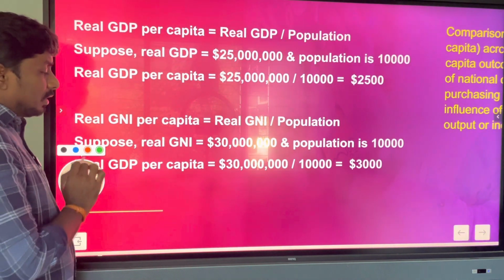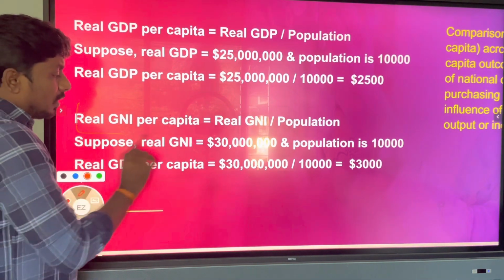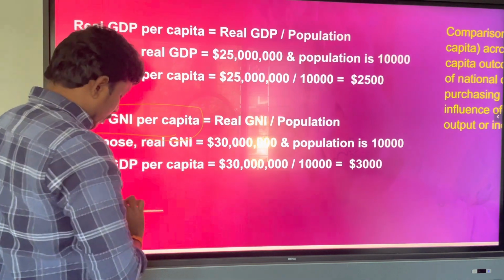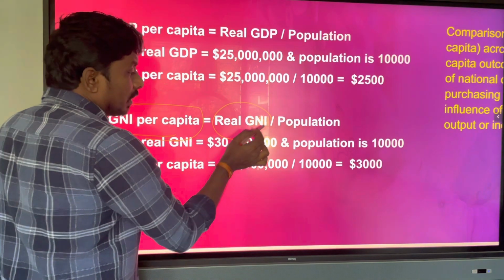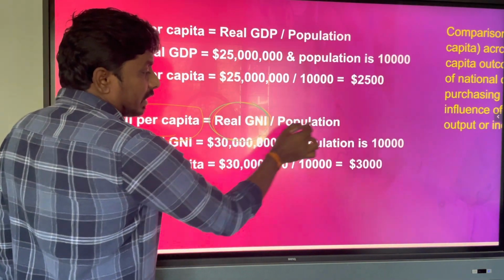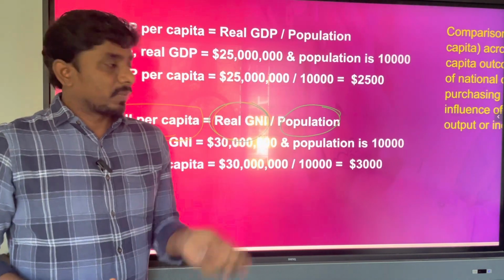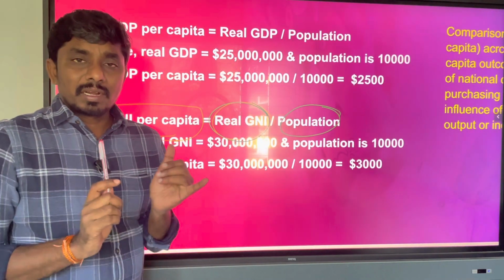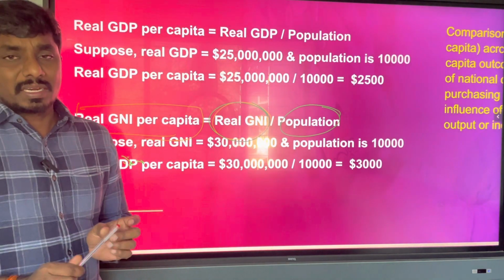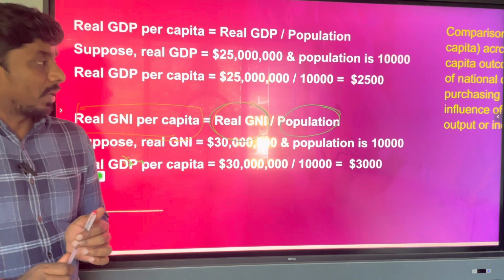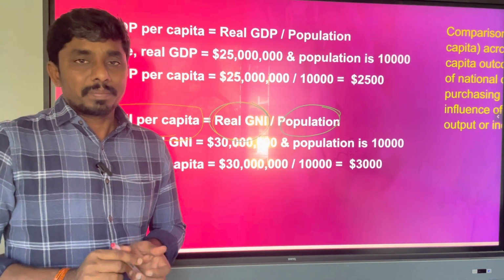And similarly, real GNI per capita is the same thing, the same way. What you need to do is use real GNI upon population. You know how to calculate these two, right? That's it for the calculation part. Just look at this example, then you will easily understand how to calculate the GDP per capita and the GNI per capita.